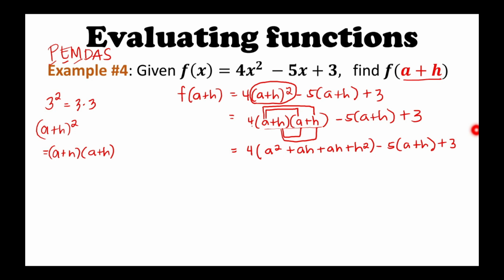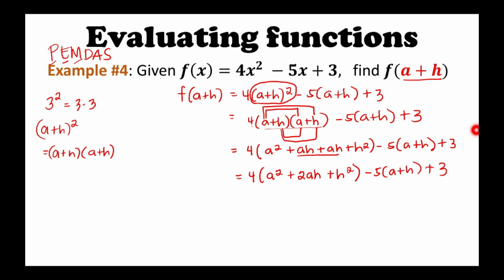Okay? So dito sa loob ng parenthesis, meron tayong pwedeng i-simplify dyan, which is yung ah tsaka ah. Pwede natin i-add yan kasi like terms yan. Therefore, we simplify this one: 4 times a square, plus 2ah, then plus yung h square. Then, ito naman, bring down natin yung 5 times a plus h.